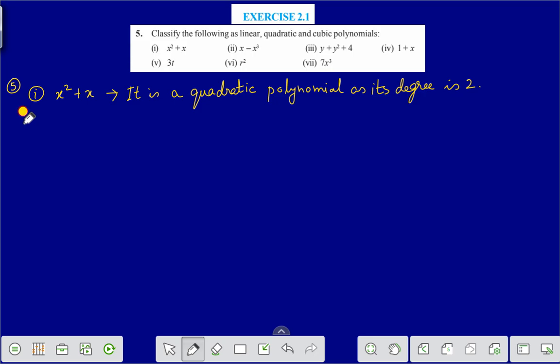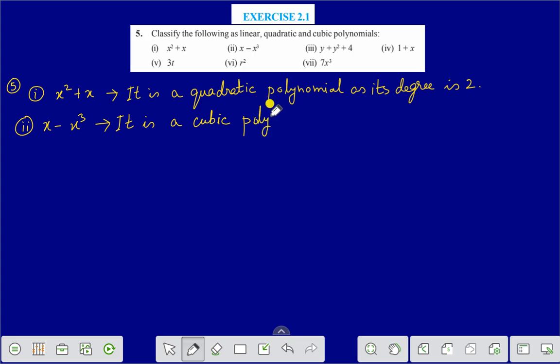Now part 2. Part 2 is x minus x cube. Here you see the highest power of x is 3. Therefore, it is a cubic polynomial as its degree is 3. Therefore, it is a cubic polynomial.